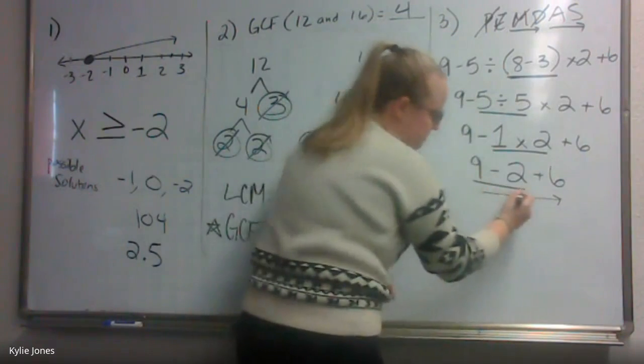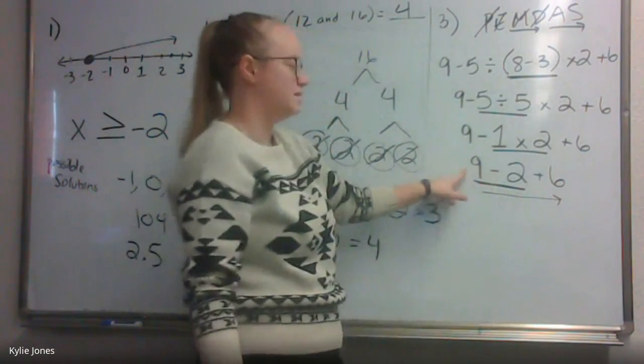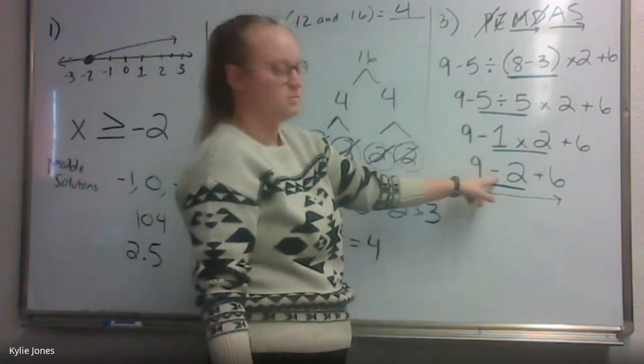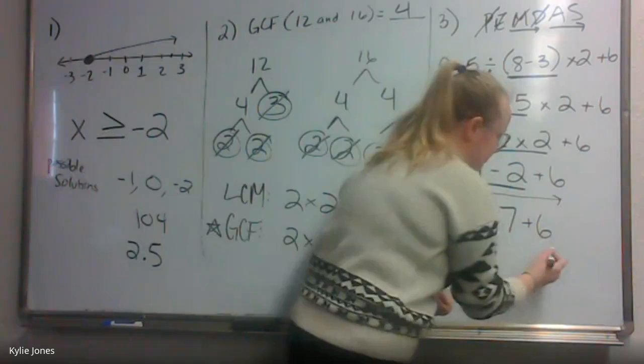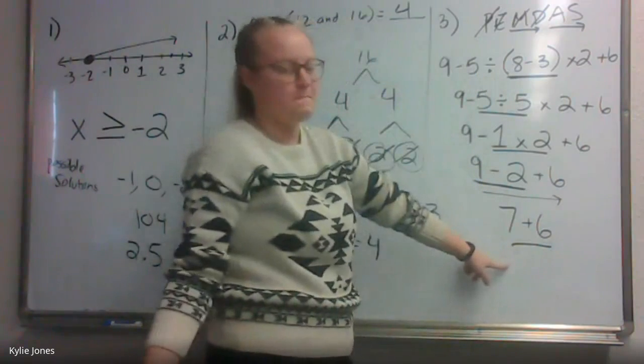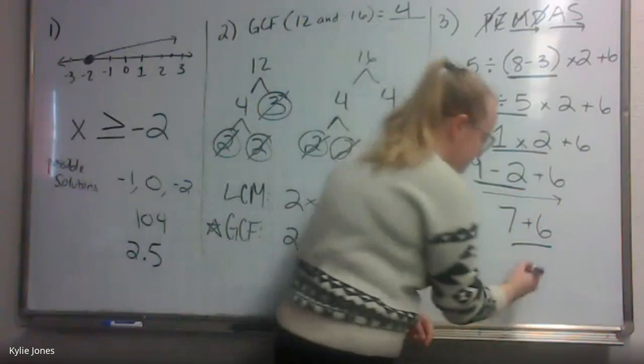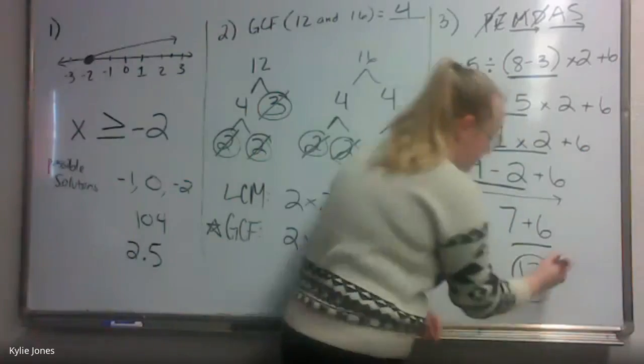So what we're going to do first is our subtraction. What is 9 minus 2? 7. Yeah, 9 minus 2 is 7. And then we have to add 6. What is 7 plus 6? 13. And there's our answer.